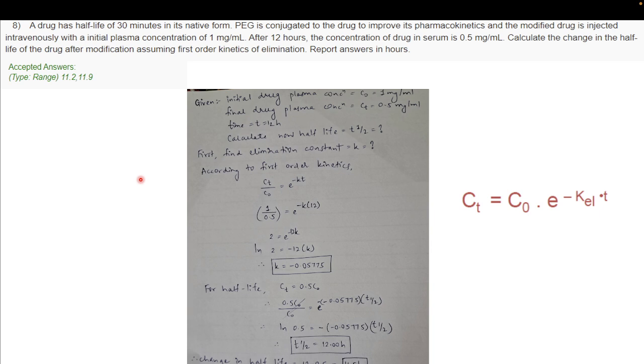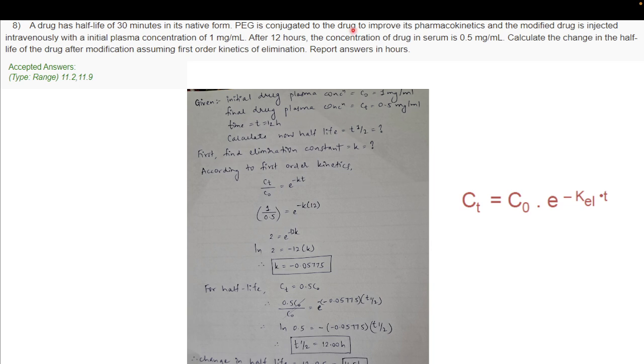So this is the longer method to get the answer for this question. I'll also tell you the shortest method. If you read the question carefully, you have been given the initial plasma concentration as 1 mg per ml and the final concentration as 0.5 mg per ml. The final concentration is already half of the initial concentration. It means this 12 hours is nothing but the half-life of that particular formulation.